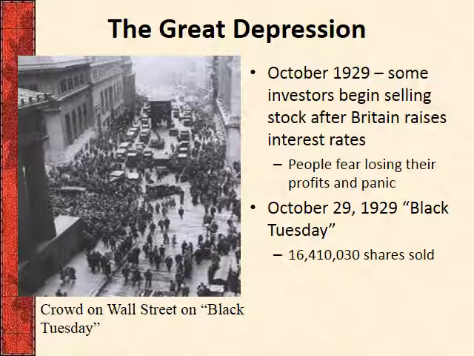Well, the bubble officially bursts then on October 29th, which is known as Black Tuesday, when over 16 million shares are sold. There would have been more shares sold, actually, but there weren't enough people to buy them, because everybody wants to sell their stock. And if everybody wants to sell their stock, nobody wants to buy it. And so you have to keep lowering and lowering and lowering the price, and sometimes it goes all the way to zero.